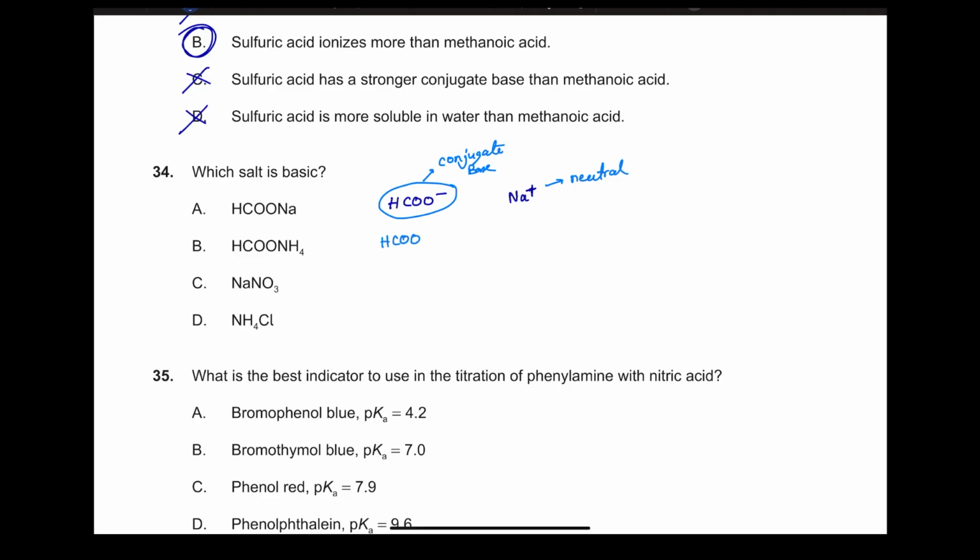Next, HCOONH4. HCOO minus, NH4 plus. So HCOO minus is again a conjugate base. NH4 plus is NH3 with an H plus, forms a conjugate acid. So in option B, you have both conjugate base and conjugate acid. You cannot say whether it will be basic or acidic. For the first one, you can definitely say it will be basic because you just have conjugate base. Okay, so A is the answer, I'm pretty sure. But we'll also check the other options. C, NaNO3, Na plus and NO3 minus. Na plus comes from strong base NaOH, NO3 minus comes from strong acid HNO3. So here both are neutral.